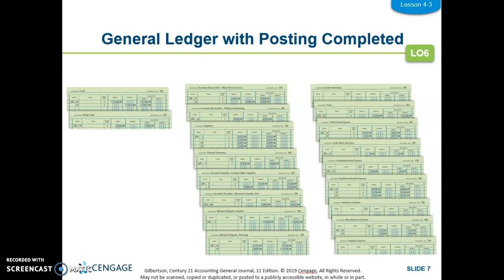After all posting from the January journal is completed, Delgado Web Services General Ledger is shown here and on the next several pages. Some of these we did not use. For example, we did not use insurance expense or income summary, or supplies expense. Those ones we will use in Chapter 6.